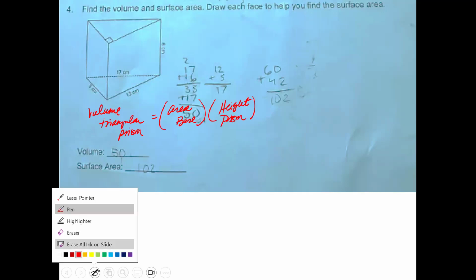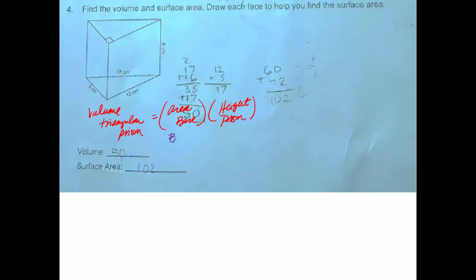What shape is the base? It is a triangle and it looks like this, right? So make sure you highlight it and that way you can see what it looks like. Now, to find the area of a triangle, remember this is a right angle right here. I'm assuming this is a right angle. What's the area of a triangle? What's the formula for that?